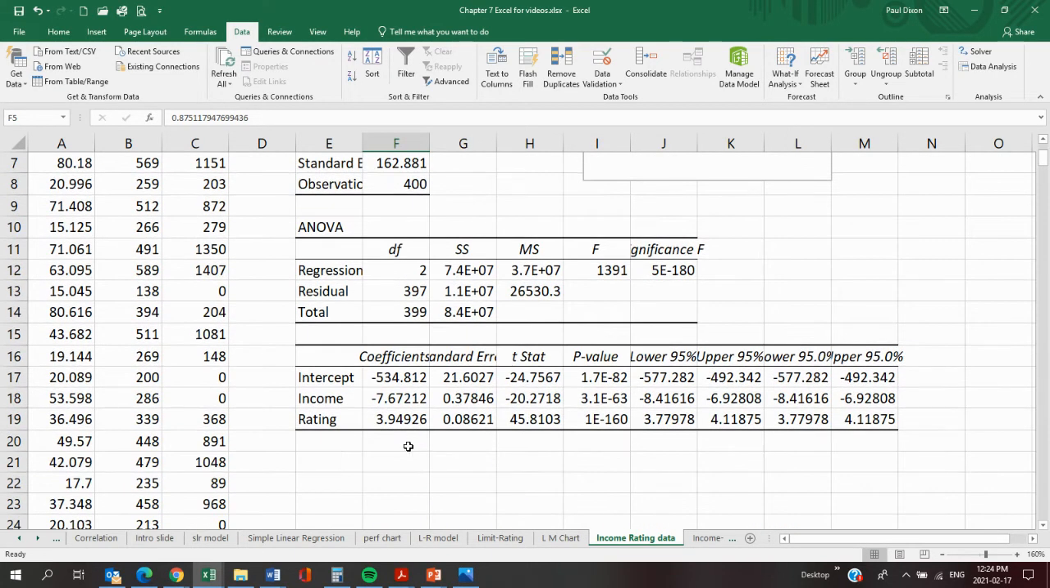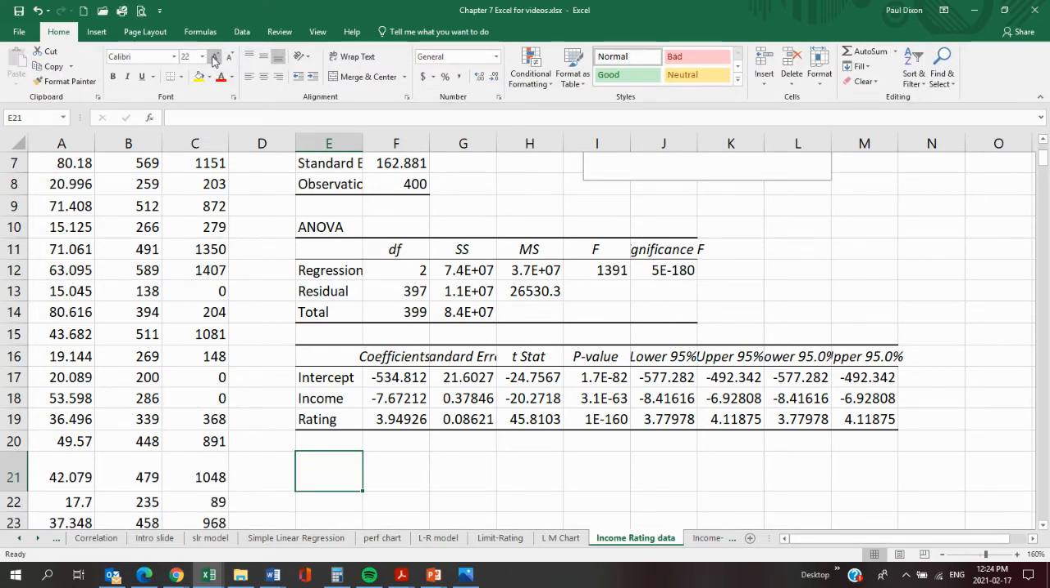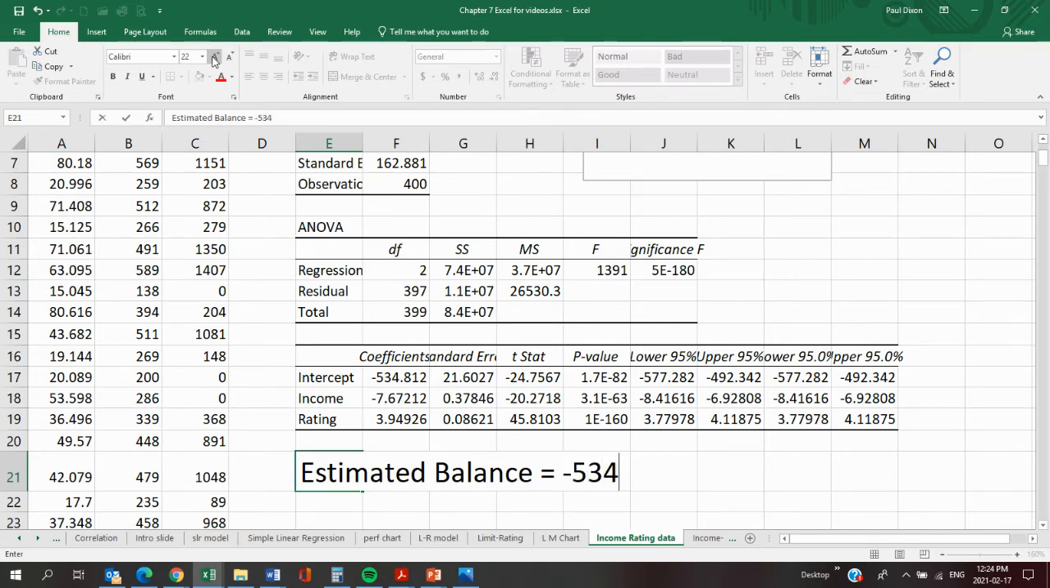And then here's my model. Let me go back here and type this in so you can see it. It says my estimated balance equals minus 534.8, minus 7.67 times income, plus 3.95 times rating.